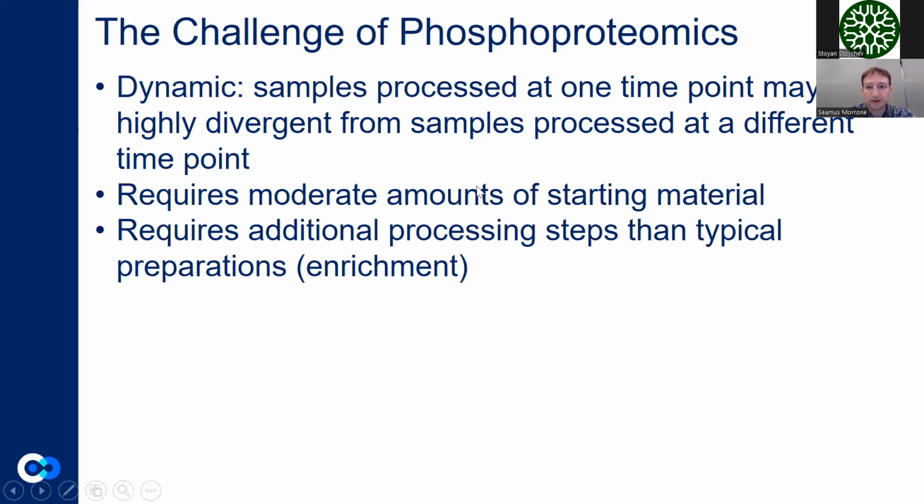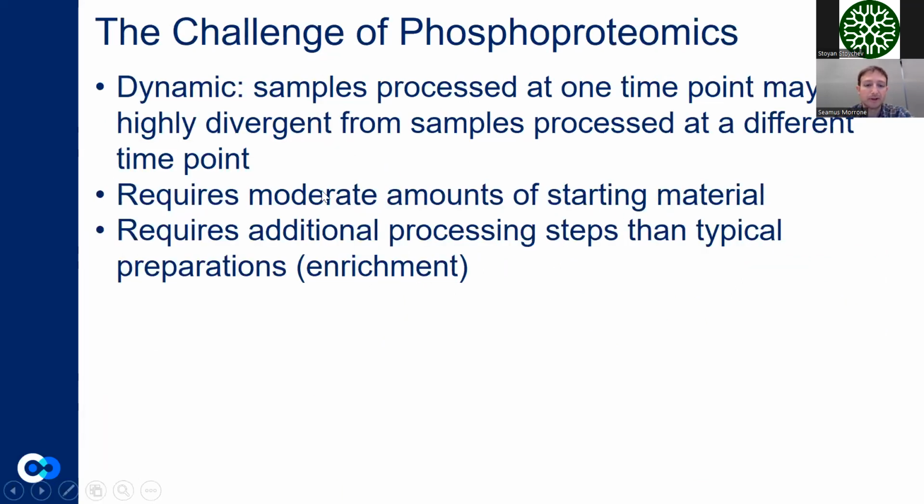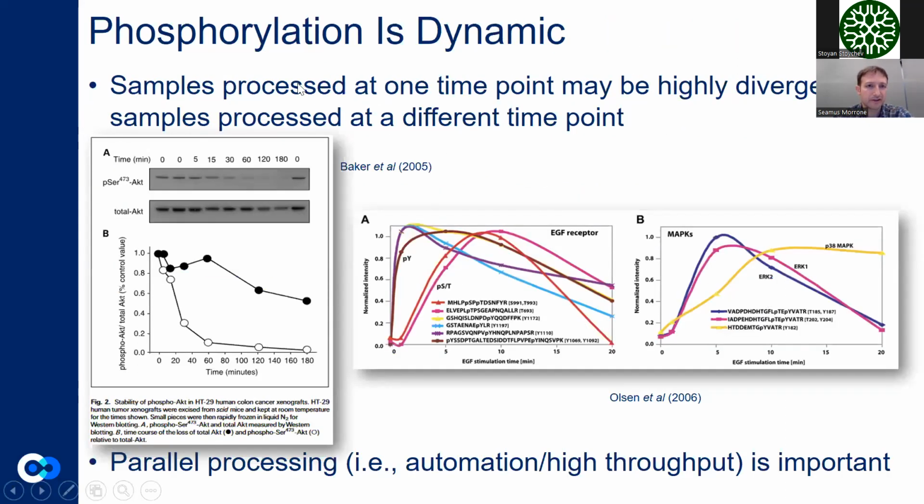It requires moderate amounts of starting material, although I will touch on this near the end of the talk, as this is also actively going on right now with reducing the amounts of starting material. And it requires additional processing steps compared to a typical cell lysate preparation. What I'm referring to here is enrichment, which, as I will show, is a necessary step. So, tackling each one of these points in a little more detail.